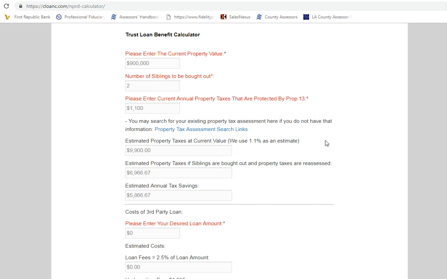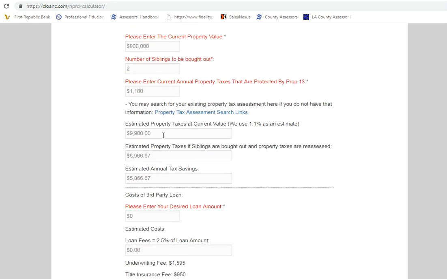So some automatic calculations are done for us. The first of which is the estimated property taxes at the current value. This is calculated by taking $900,000, which is the property value, times the tax rate of 1.1%. That's kind of an average, maybe even low tax rate. So $9,900 is the estimated property tax at the current value.